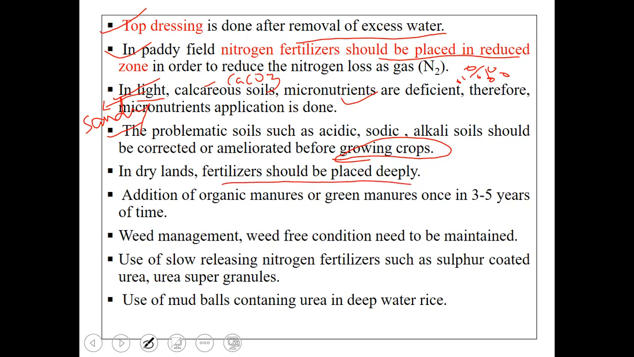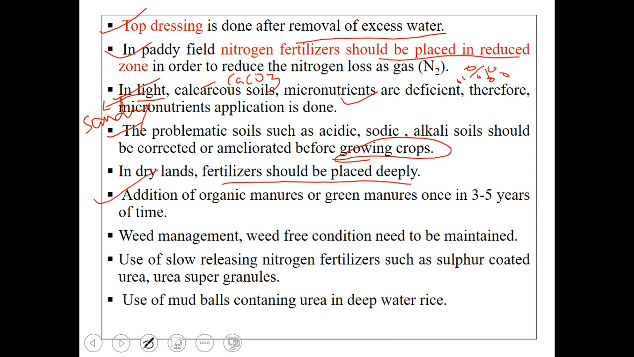And in dry lands, fertilizers should be placed deeply. Why do you think the fertilizer should be placed deeply? Because in dry land, water is unavailable, it is deficient. So there will be some amount of soil moisture present in the deeper layers of the soil. When we place fertilizer deep in the soil, at least some amount of moisture can react with the fertilizer and it will be made available to the plant. That is why we have to place fertilizers deep in dry lands.